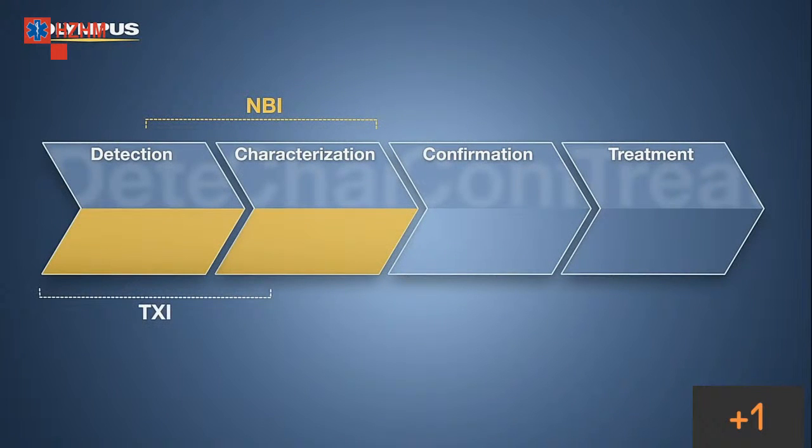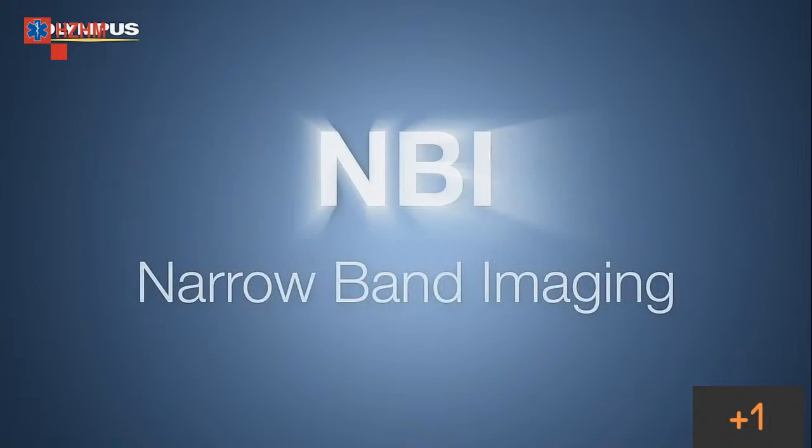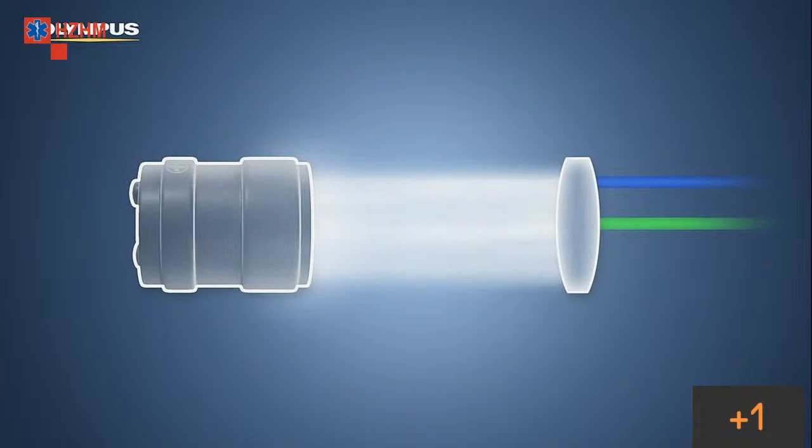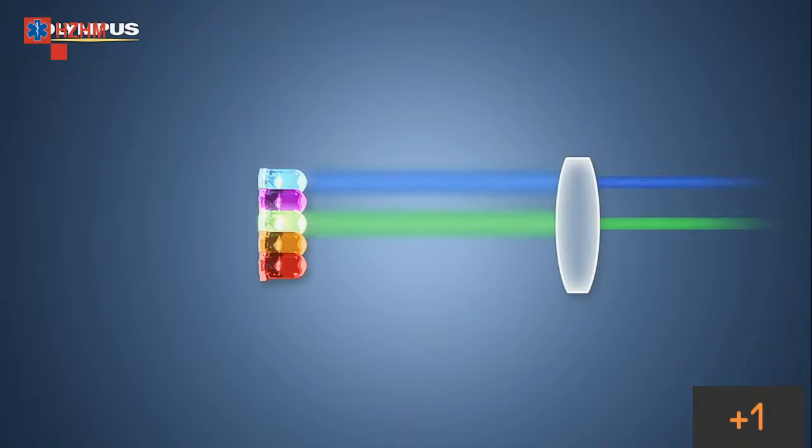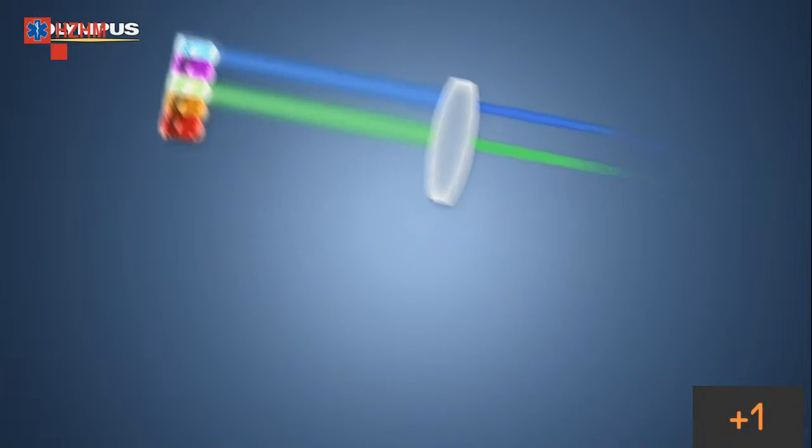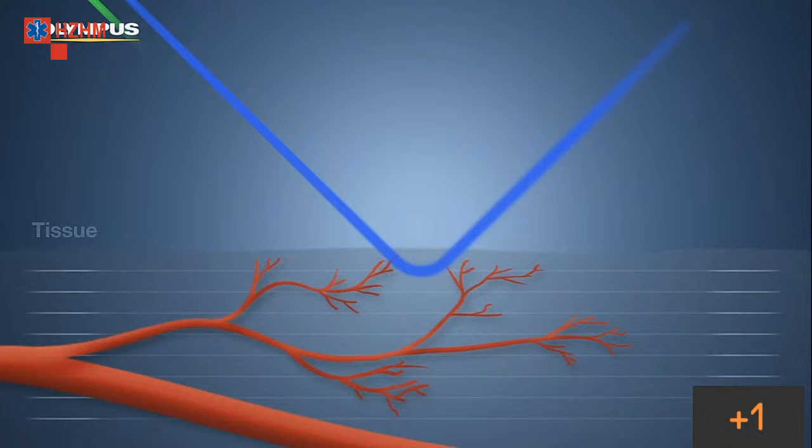Observations, NBI enhances the visibility of superficial vessels. NBI stands for narrow band imaging. In contrast to the previous series, EVIS X1, NBI uses LED illumination. Blue and green light penetrate only the superficial layers of the tissue. If a superficial blood vessel is present, blue and green light are both strongly absorbed. The vessel appears darker and is therefore more visible.